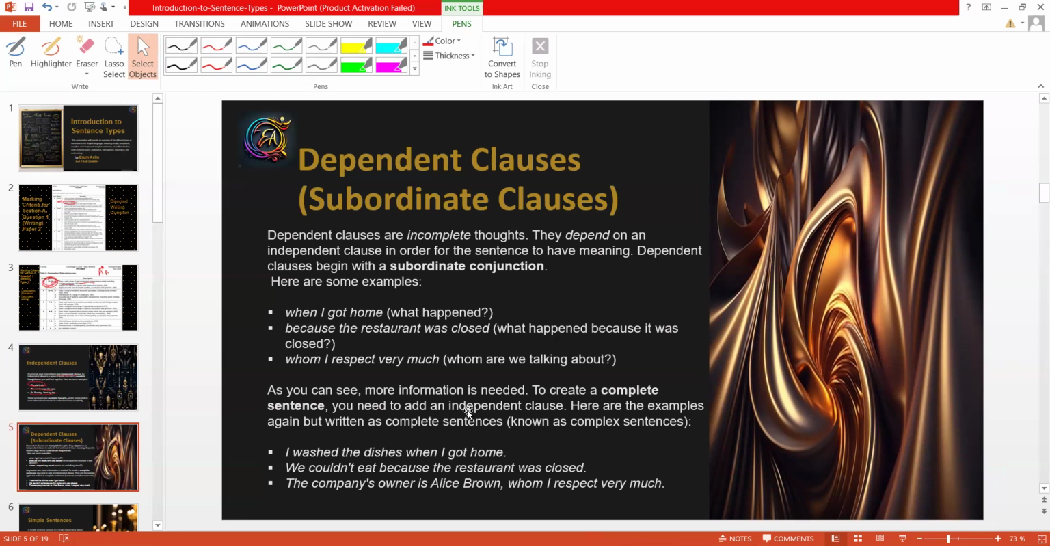Now let us discuss the dependent clause. Dependent clauses are incomplete thoughts. When the thought is not complete, something is left behind which you need to answer. For example: when I got home, it's not making sense. There is some incompleteness in it. We need to answer something. What happened when I got home? It's not a complete sentence. Because the restaurant was closed. So what happened then?